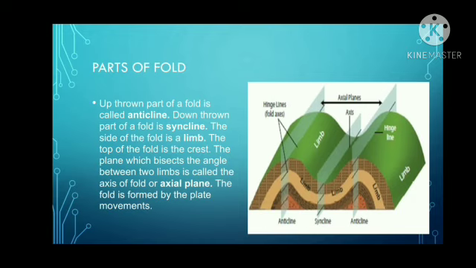Okay, so let us now proceed to the parts of a fold. The upthrown part of a fold is called the anticline, as you can see in our image. The downthrown part of a fold is a syncline. The side of the fold is a limb, and the top of the fold is the crest. The plane which bisects the angle between two limbs is called the axis of the fold, or axial plane. Based on our image, the fold is formed by plate movements.